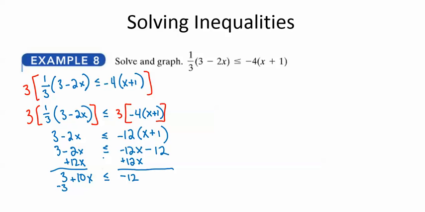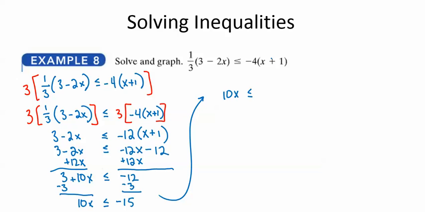At this point, I'm going to subtract 3 from each side, and I end up with 10x is less than or equal to -15. So if I bring that up here, 10x less than or equal to -15. I'm going to divide both sides by 10. Note I didn't divide or multiply by a negative number, so the direction of the inequality is not reversed. And I get x is less than or equal to -15 over 10. You can put that into your calculator if it reduces fractions, or we divide numerator and denominator by 5.